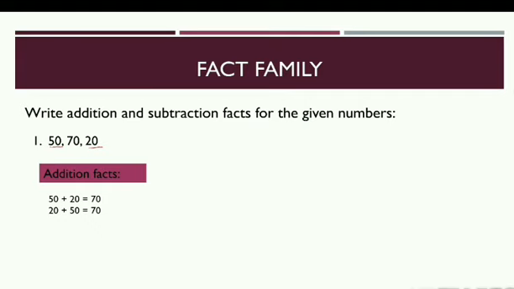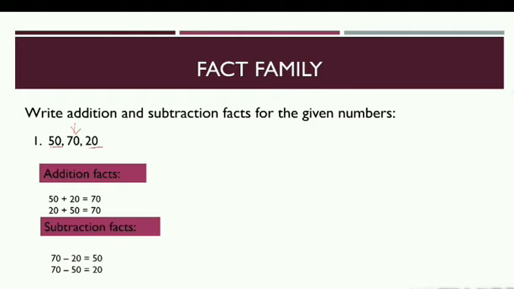And what is our subtraction fact? For the subtraction fact, we will take the larger number. This is the larger number. From the largest number we will subtract one of the smaller numbers. So 70 minus 50 is equal to 20 and 70 minus 20 is equal to 50. This is correct. Okay, so this is the subtraction fact.